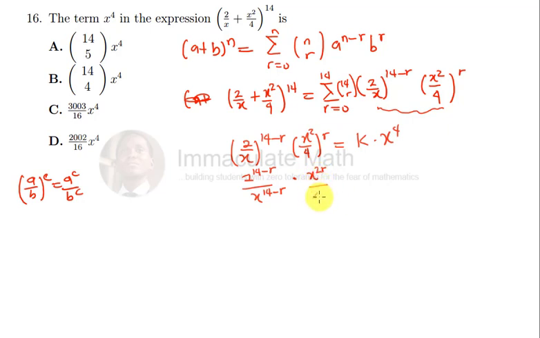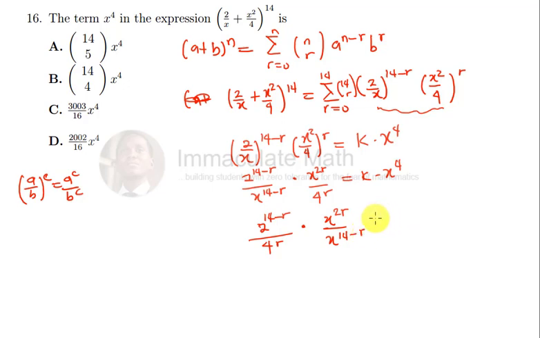Then all divided by 4 raised to the power r, equals k multiplied by x raised to the power 4. So let me try to group all these constants into one side and get interested in the variable. So I'm going to have 2 raised to the power 14 minus r, all divided by 4 raised to the power r, then multiplied by x raised to the power 2r, all divided by x raised to the power 14 minus r.